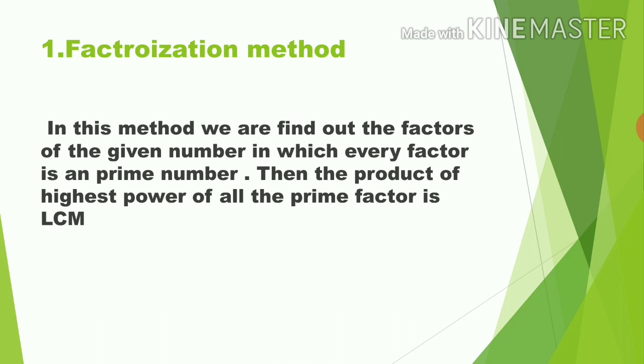We divide the numbers individually. After that, to calculate the LCM, we take all the numbers we divided by and multiply them together, and we get the LCM. Okay, this is the theory. Next, you have to see the problems on the factorization method.